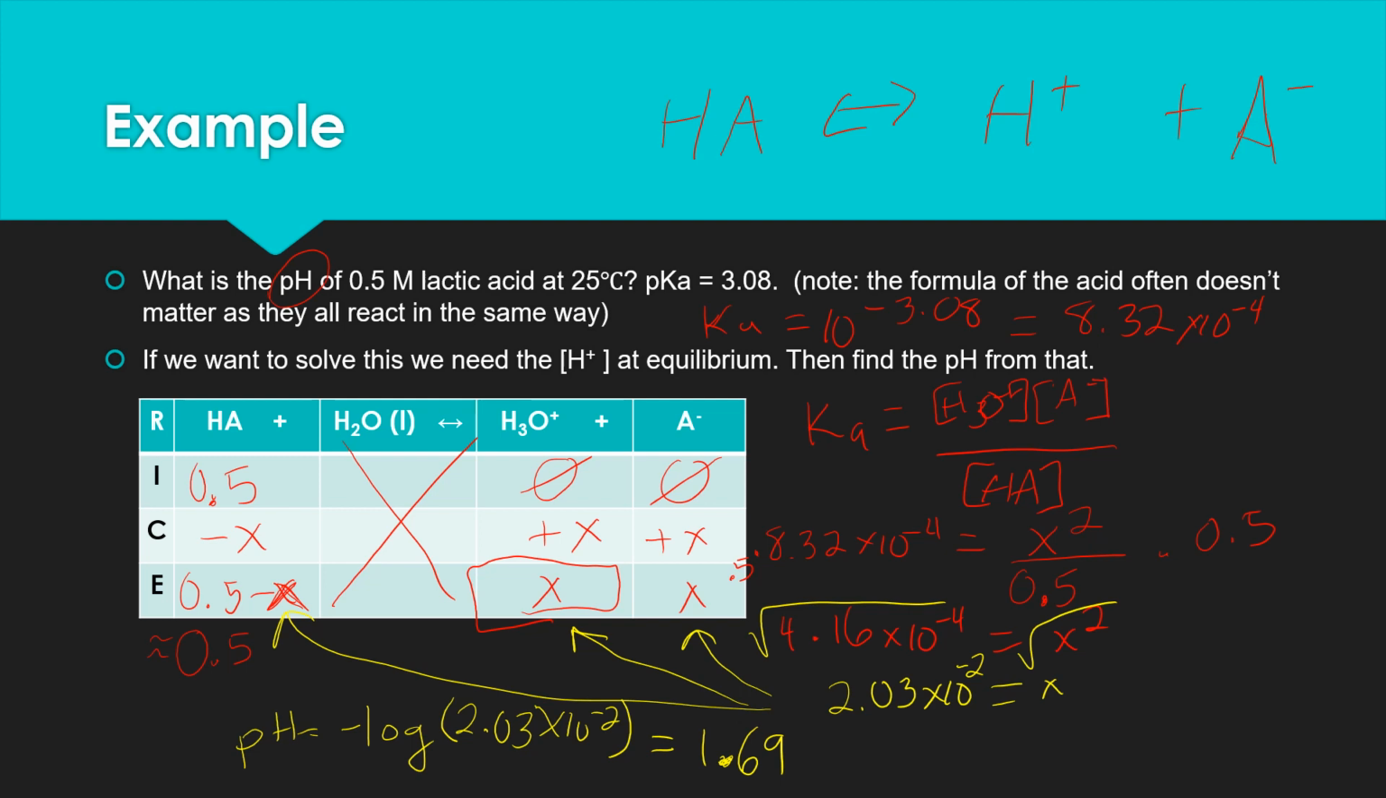Remember, a pH does not determine if it's weak or strong. How it dissolves determines if it's weak or strong. So that's how we can use a rice table to help us find a pH given our pKa or our Ka value, and an initial concentration.